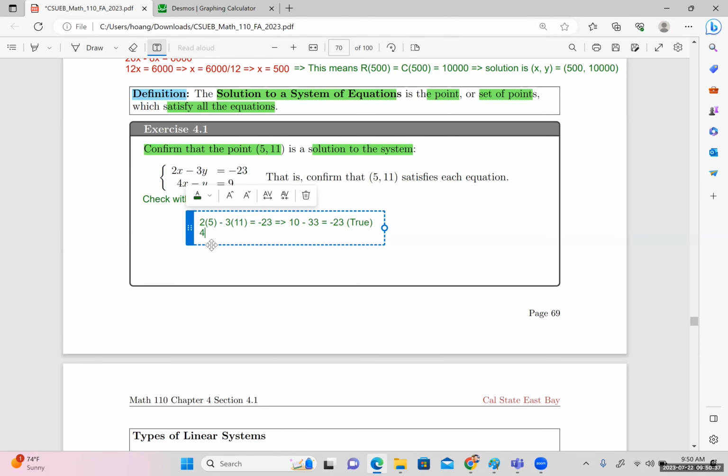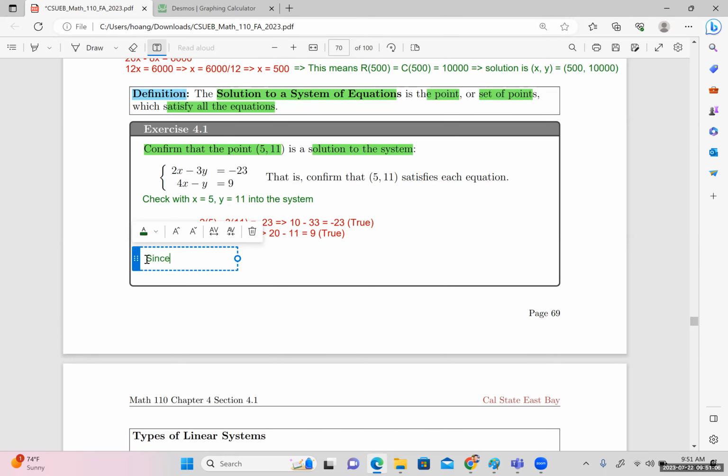Now, what about the second one? 4 times x, where x is now 5, minus y, where y is now 11, and the right side is equal to 9. Let's simplify it: 20 minus 11 equals 9. That is a true statement too. Since both give true statements, I'm making it red. Since the point satisfies all the equations, it is a solution.